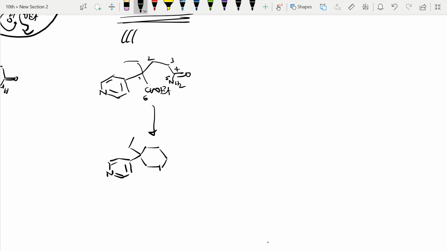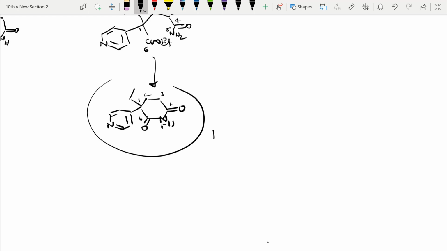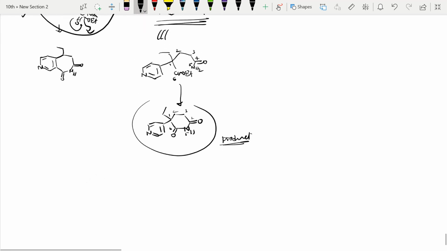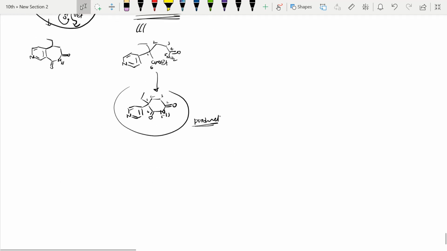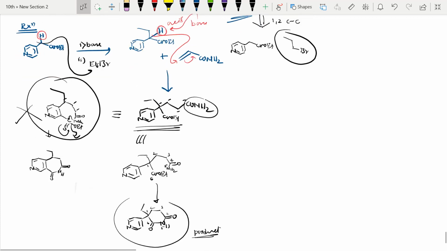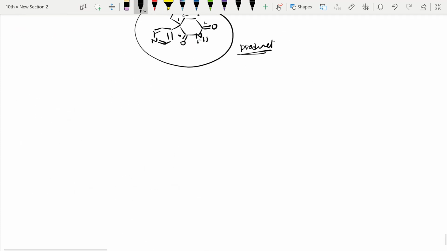So here NH is there, and here the CO group is there, right? So other things are the same. 1, 2, 3, 4, fifth is carbon, and sixth is this carbonyl. So this is our target molecule. In a reaction we call it the product, right? So we started with the target molecule by retrosynthesis, and we found the reagents, and by using the reagents only I was able to find that target molecule. I hope you got it, and it is very easy and simple, right?